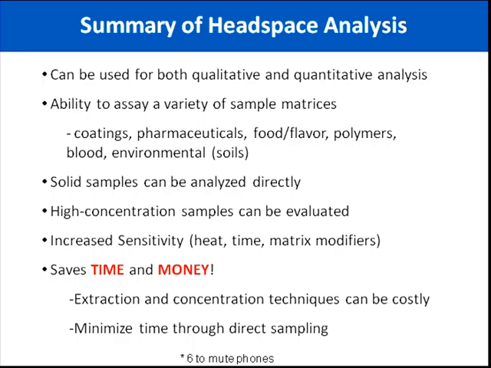High concentration samples can be evaluated. Again, the paint has very high concentrations of volatiles. We can just put that in there directly. You can increase sensitivity with heat, time, and some matrix modifiers, and it saves time and money.